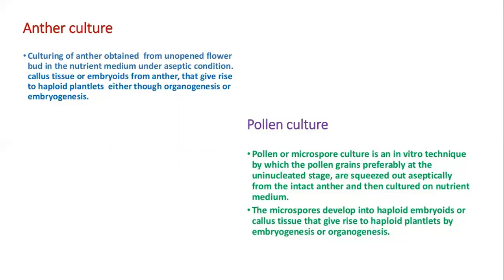And what is pollen culture? Pollen is the microspore that is cultured in vitro by obtaining the pollens from the anther, and preferably it must stay at its uninucleated stage, and those uninucleated pollens can be cultured to obtain the haploid through either embryogenesis or organogenesis.